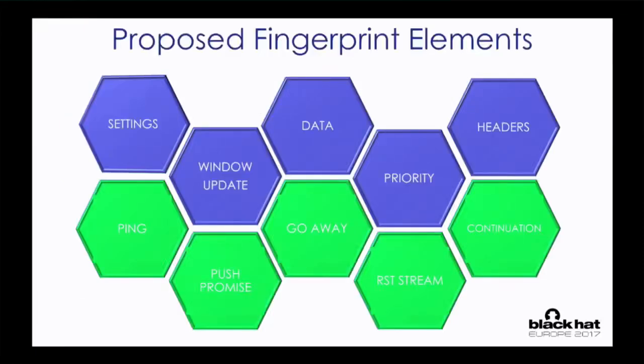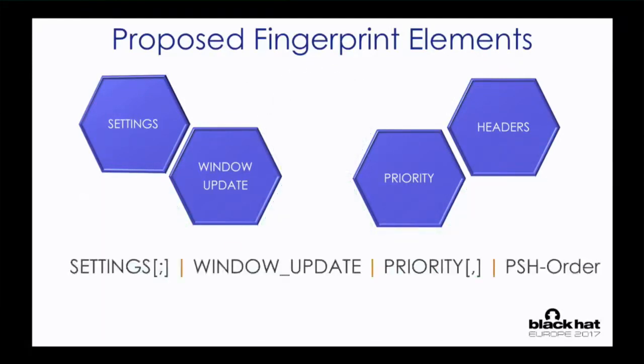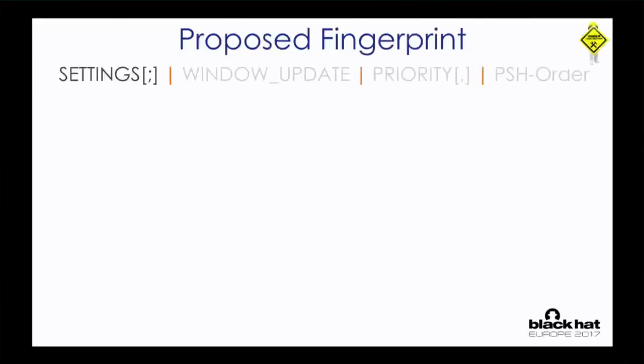If you remember this slide, these are the 10 types of frames which are defined in the RFC. And for the fingerprinting, we are only going to use 4 of them: the settings frame, the window update frame, priority, and the pseudo headers. So let's deep dive into them.